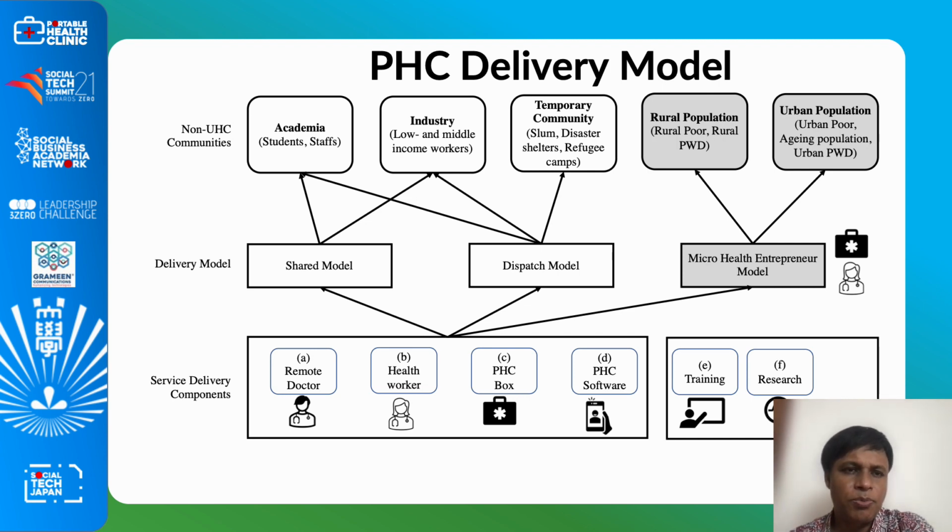The dispatch model can serve a group, like in academia or industry, where a primary health checkup should be done. In Japan, they have an annual health checkup that is compulsory for all students and all employees as well. The shared model works by sharing resources. Some institutions, like schools and some industries, already have healthcare services, but it doesn't mean they are advanced, meaning they don't keep the health record in a digital manner. So we can work with them by using their facilities and our software system.